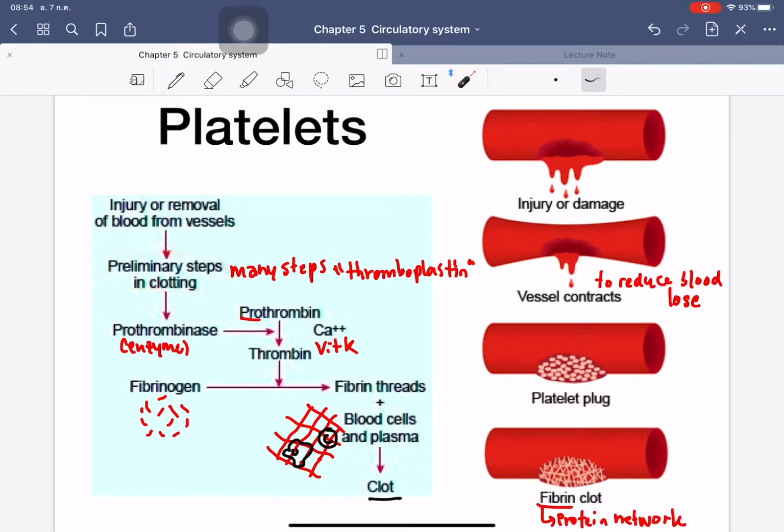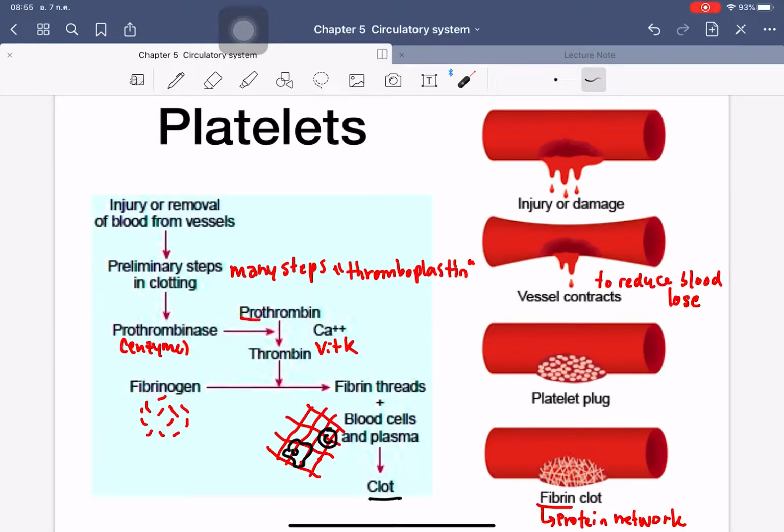The first step is to produce the enzyme we call prothrombinase. The prothrombinase changes prothrombin into thrombin, and it uses calcium and vitamin K. When you see the word pro, it means before it turns into thrombin, we call it prothrombin. And when you see the ending ase like this, it is an enzyme. So the enzyme changes prothrombin into thrombin.